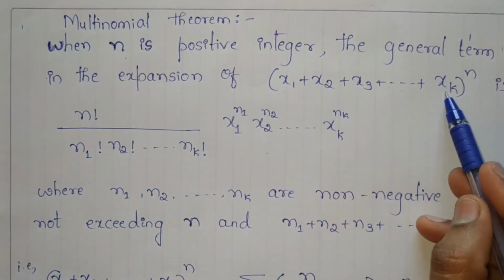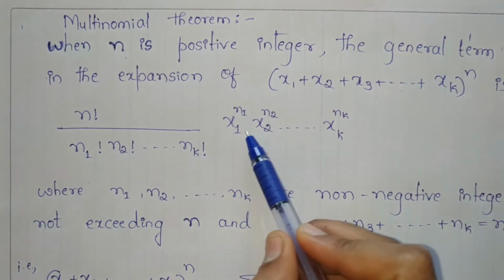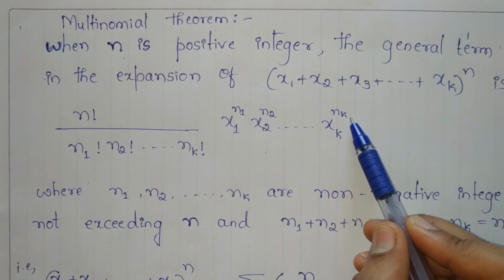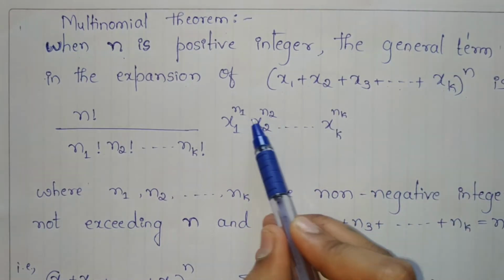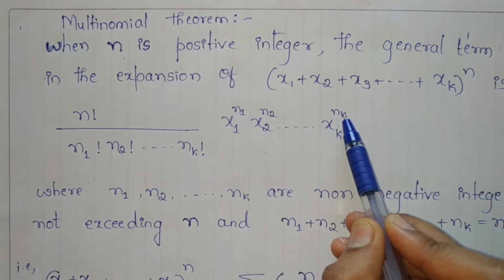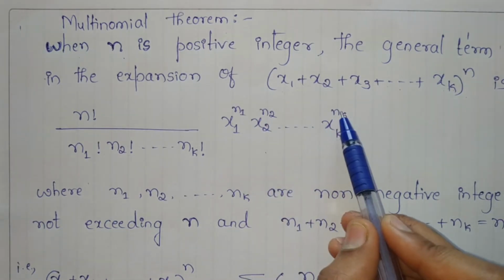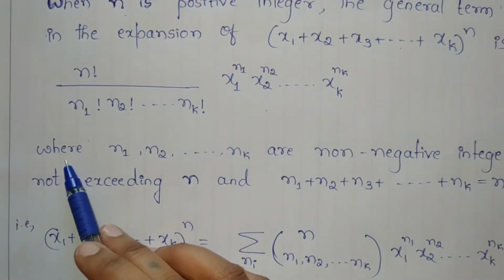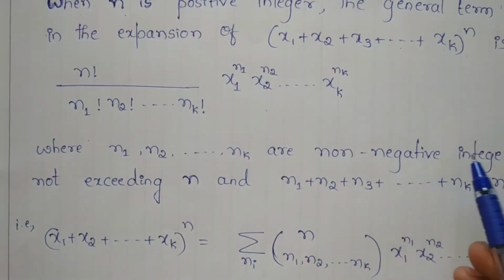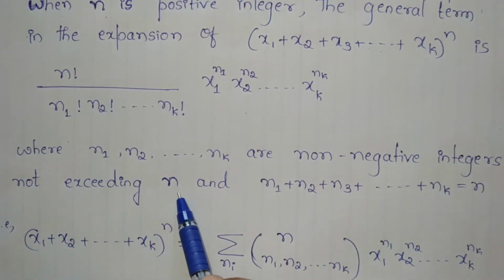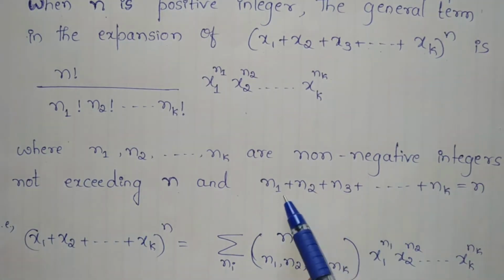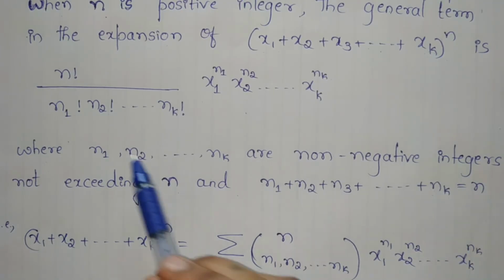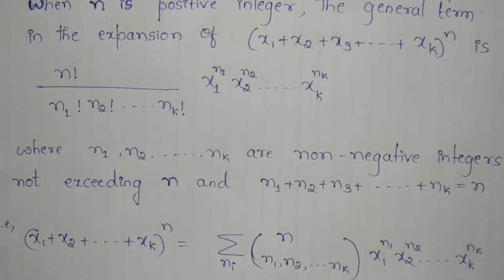So here k terms are there, multiplied by x1 raised to n1, x2 raised to n2 up to xk raised to nk, where n is equal to n1 plus n2 plus up to nk. So the sum of these indices is nothing but n. Here n1 to nk are non-negative integers, not exceeding n, and the sum of n1 to nk is equal to n. So this is nothing but the general term.